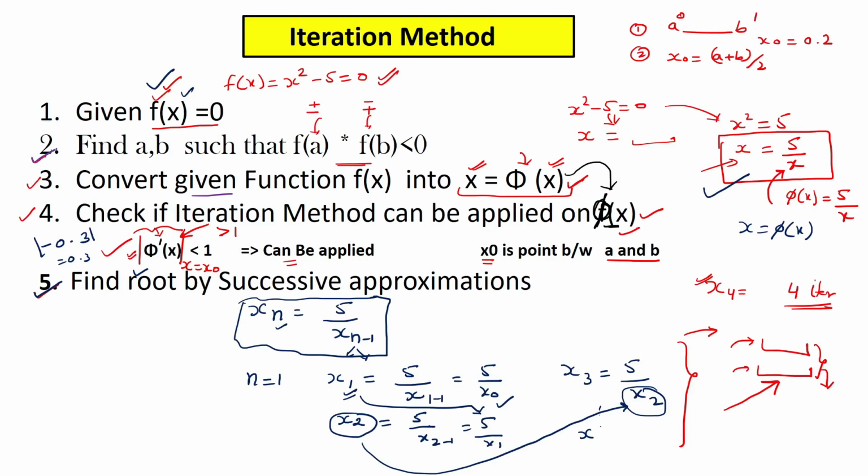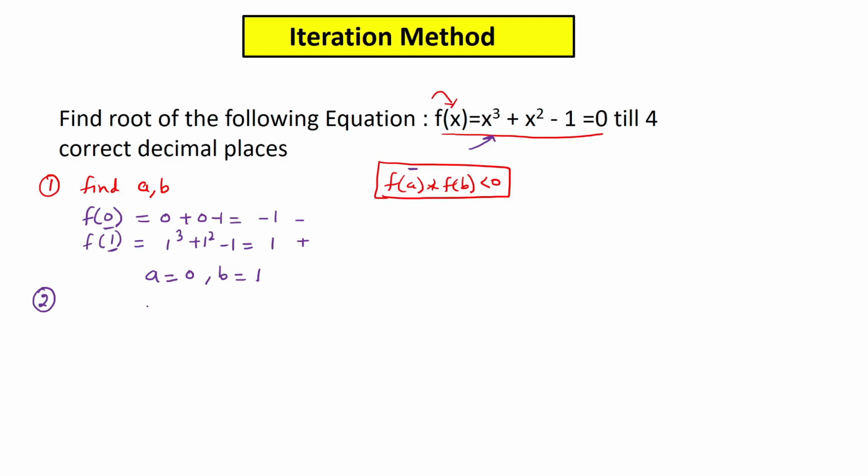So after finding a and b, our next step is to convert the given function into x equal to phi of x form. So let's see how we can do that. This is our given equation and we have to change it into x equal to phi of x form. Actually I have 3 ways to convert this into that form. So what are those 3 ways?